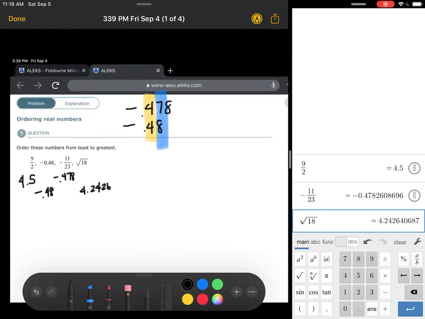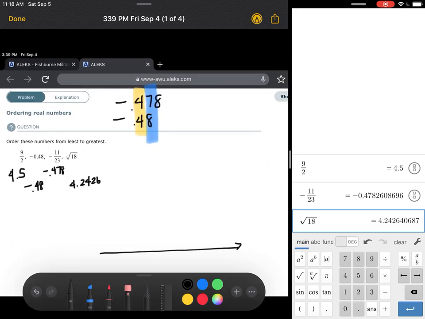But remember, these are negative numbers. If I have a number line and 0 is over here, negative 7 is here, and negative 8 is here. So the smallest number, because it's negative, is going to be this one. Because that is this one right here, I'm going to say that this one is the first one.